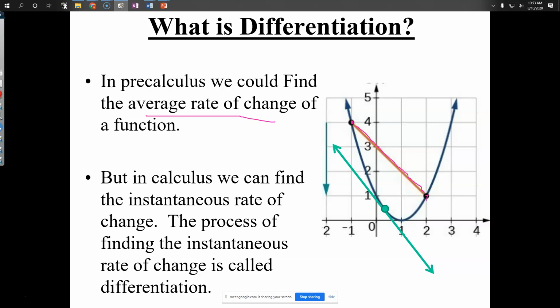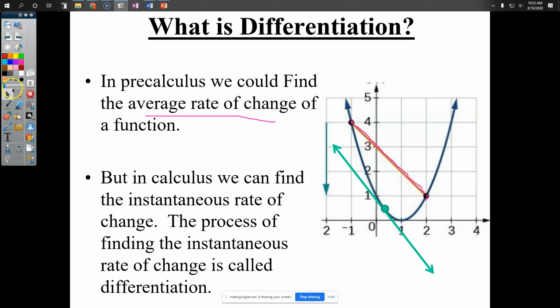That's what differentiation is. Differentiation is basically finding the instantaneous rate of change, or the instantaneous slope of a function at any point. And that's actually where we're going to start this year, by talking about derivatives and differentiation.